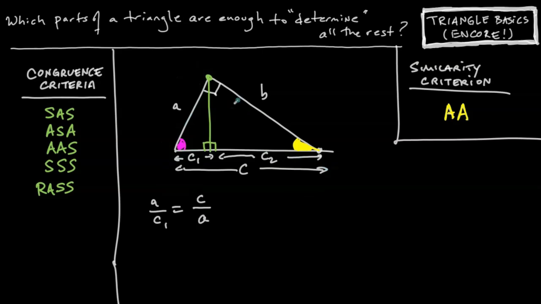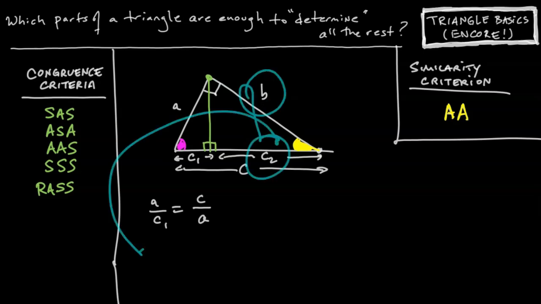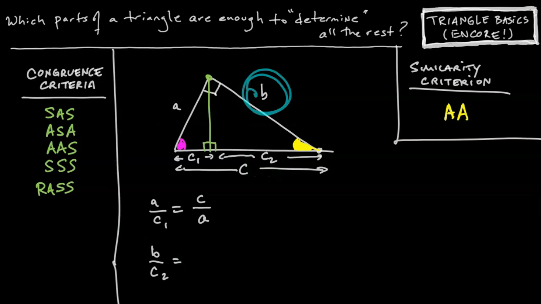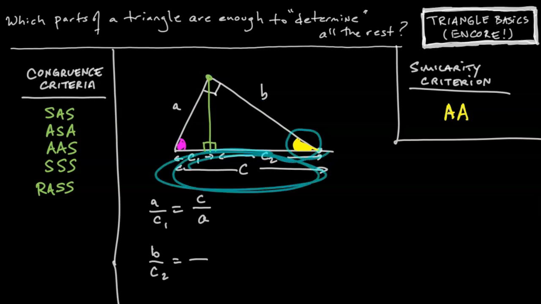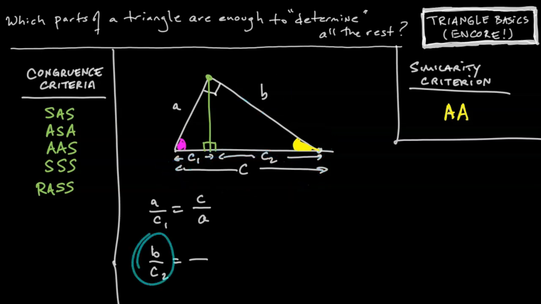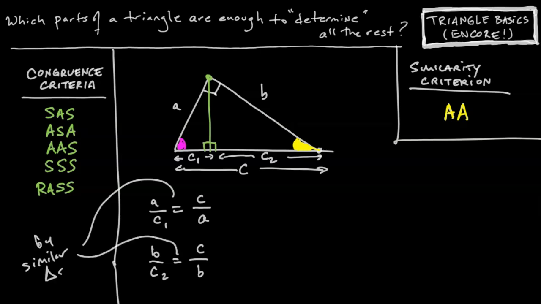Well, thanks to the similarity of the small triangle on the right and the original triangle, I get another ratio that I'm interested in. I'm going to look at the ratio B to C2. So let me write that down here. That's the hypotenuse to the leg adjacent to yellow. Well, that's going to be equal to the corresponding ratio on the original triangle: hypotenuse, C, to the leg adjacent to yellow. That's B. So B is to C2 as C is to B. So just to be clear, we got those two equalities by similar triangles. All right, so we understand that that's true, but so what?